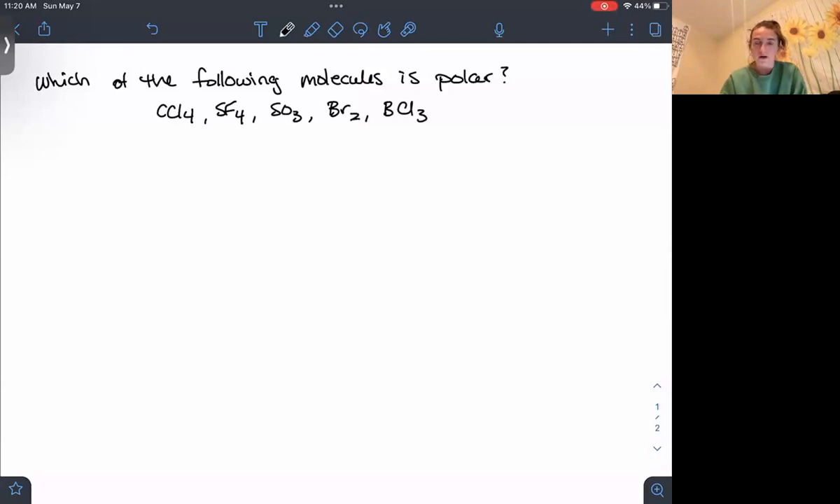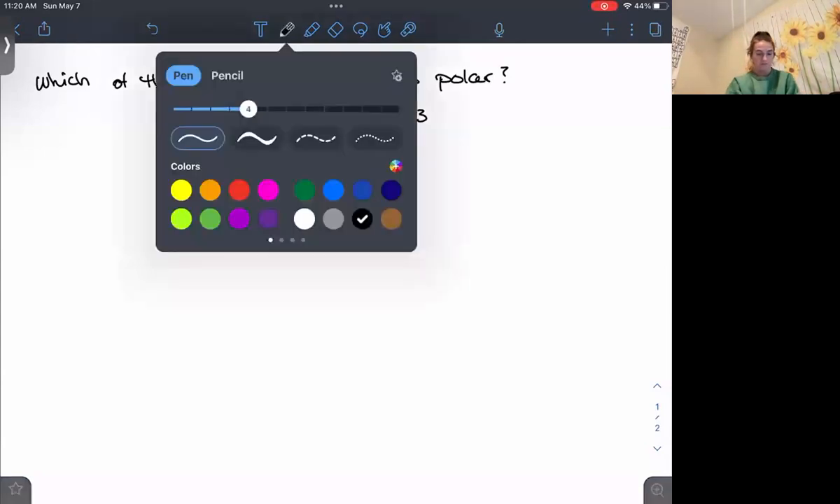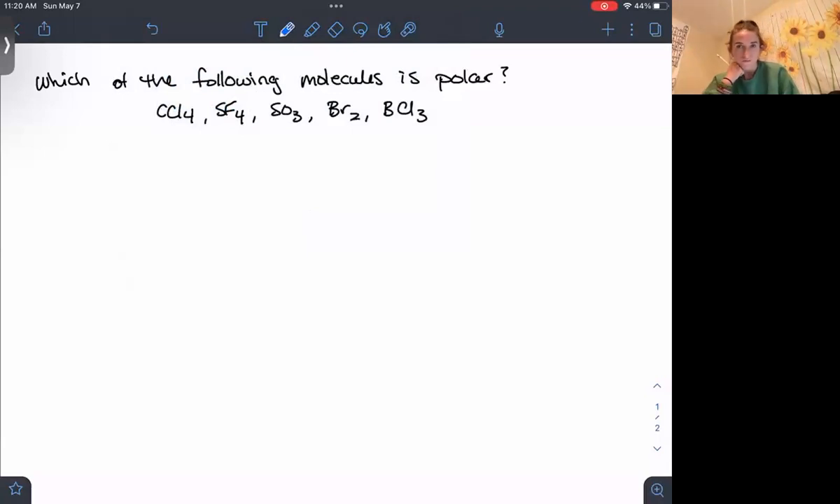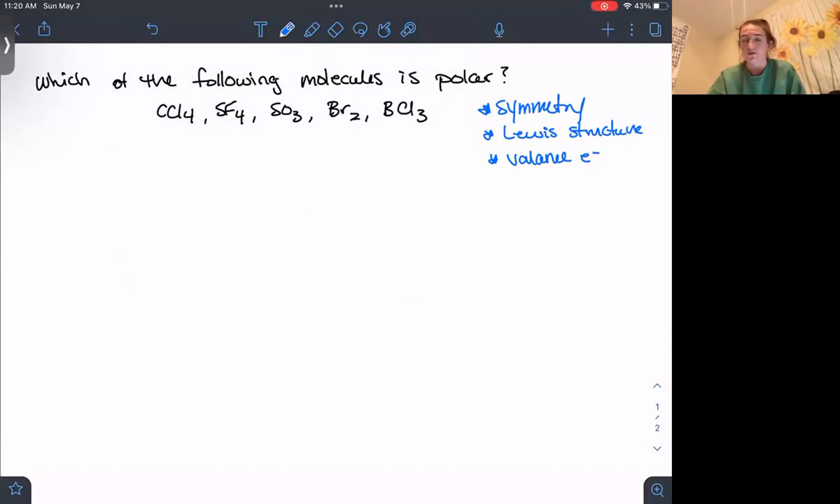Okay, can someone tell me, when we're doing a polar molecule, or you ask if something is polar, what do we need to look at? What's important for determining? Yeah, awesome. Your symmetry, valence electrons, Lewis structure. Awesome. All of those are perfect. So we're looking for your symmetry. We're looking at the Lewis structure. We're looking at valence electrons. What determines polarity? What do we look at the difference between to determine if something's polar or non-polar?